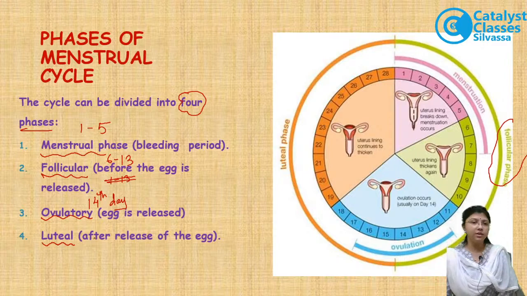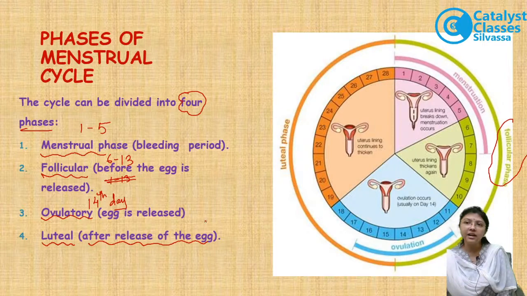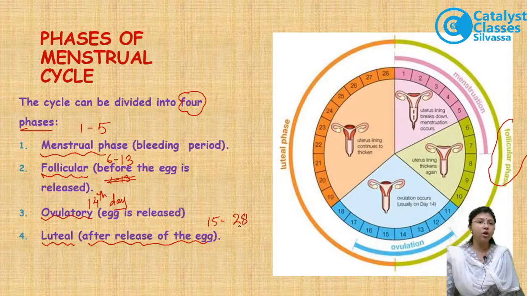अब luteal phase जो है वो कब होता है शुरू? After release of the egg, and you can say that it is from the 15th to the 28th day. 15 से 28 डे का जो टाइम होगा वो कौन सा होगा? luteal phase का होगा.